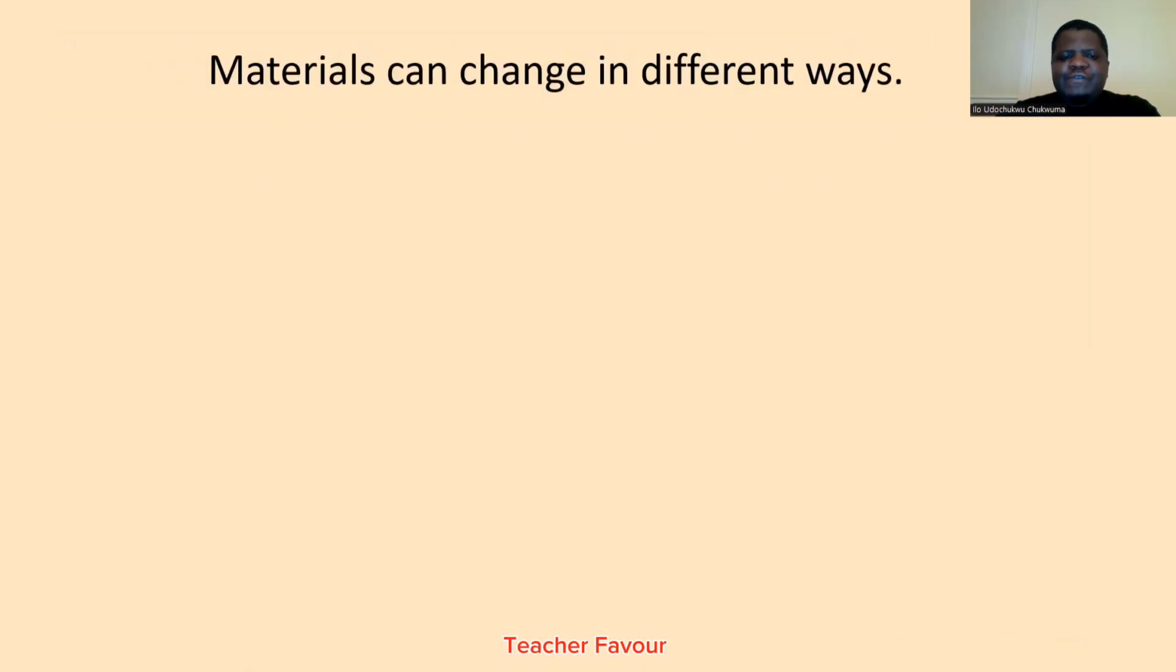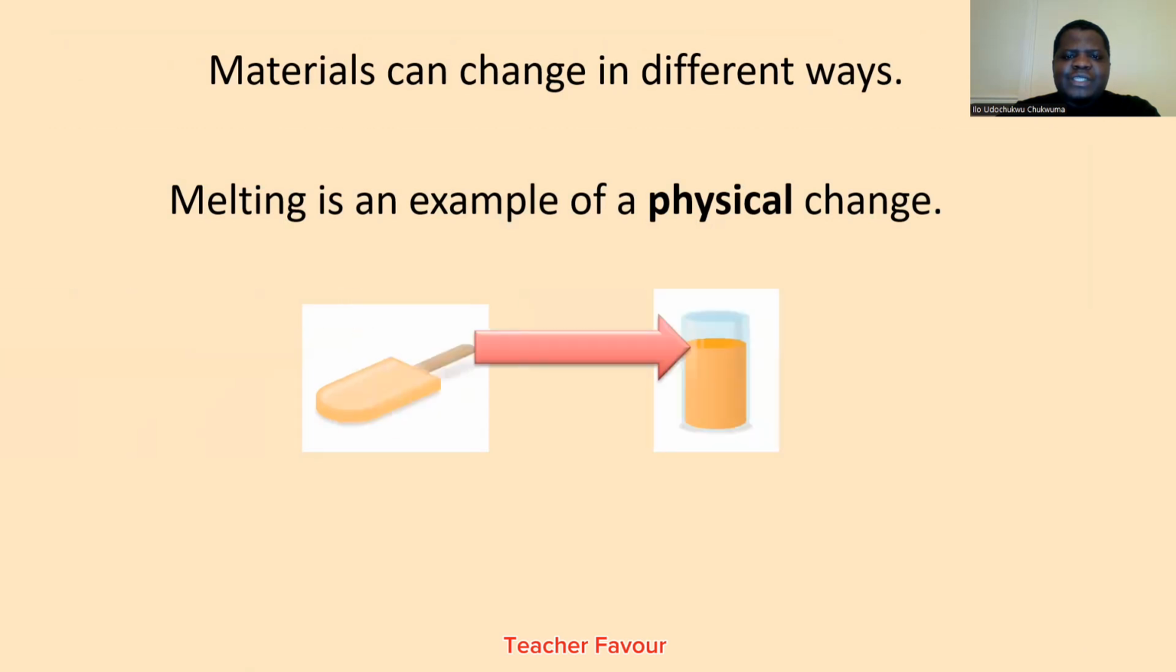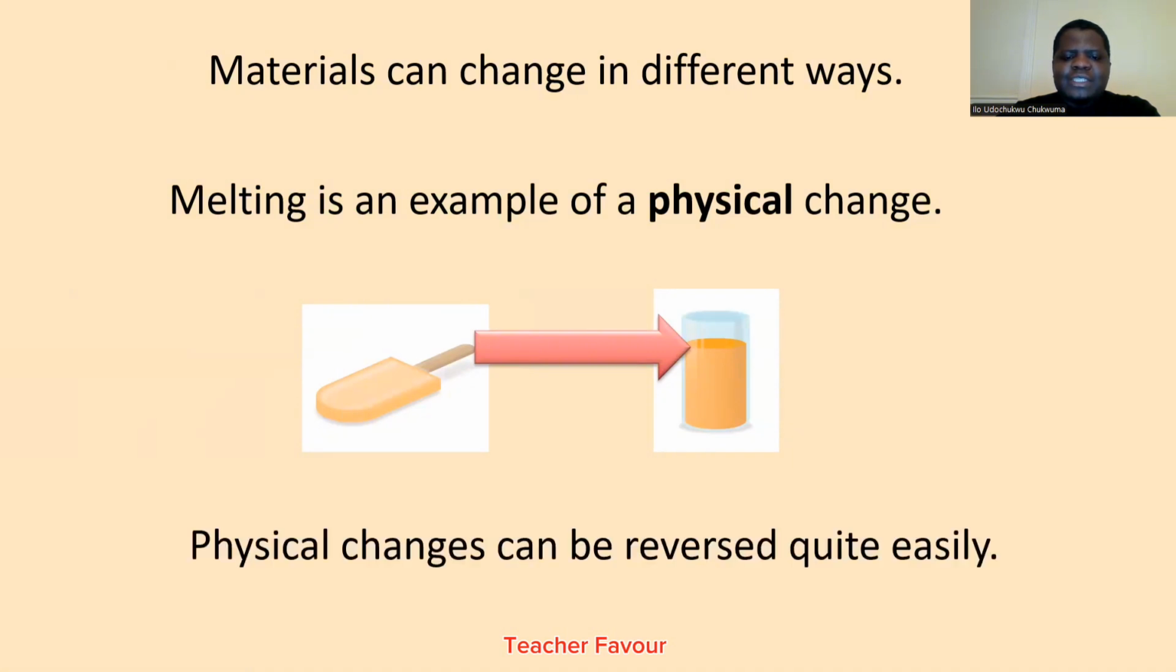Materials can change in different ways. For example, melting is an example of a physical change. If you have a solid, and after a while, it changes to a liquid, that is a physical change. This can change back from liquid to a solid, which simply means that physical changes can be reversed, like a substance changing from solid to liquid and back again.